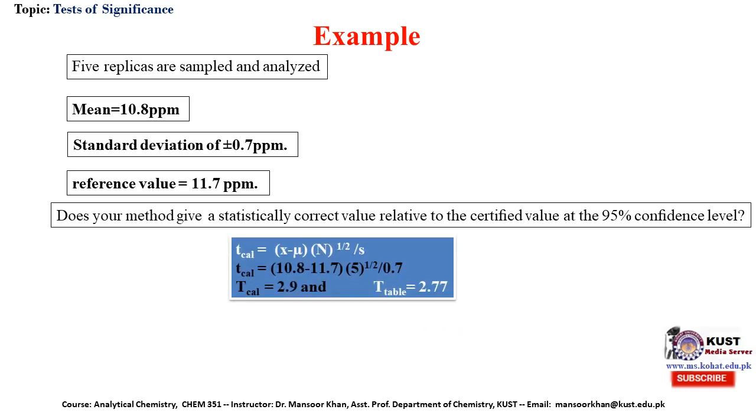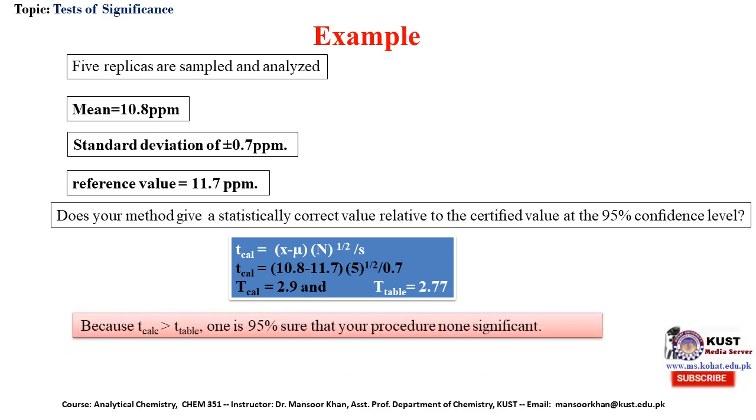So putting the values in the equation, t calculated is equal to 10.8 minus 11.7, times the square root of 5, divided by 0.7. So the t calculated value is equal to 2.9 and the t tabulated is equal to 2.77. Because t calculated is greater than t tabulated at 95% confidence level, we are 95% sure that the newly developed method is non-significant.